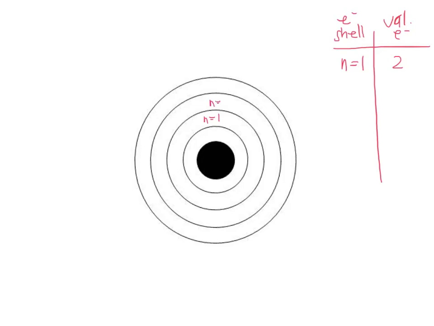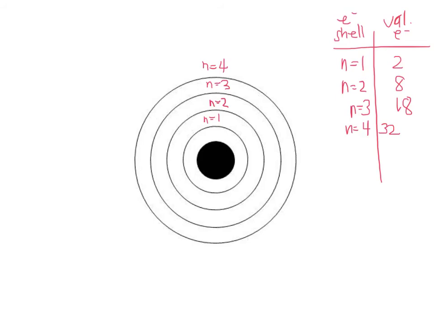Now, each shell can contain only a certain number of electrons, and so the first energy level, n equals 1, can only have 2 valence electrons. The next energy level, which is n equals 2, can have a maximum of 8 valence electrons. The third energy level has a maximum of 18 valence electrons. And the fourth energy level has a maximum of 32 valence electrons.